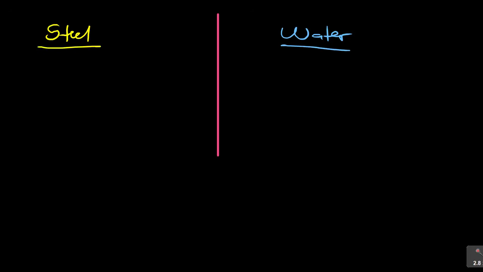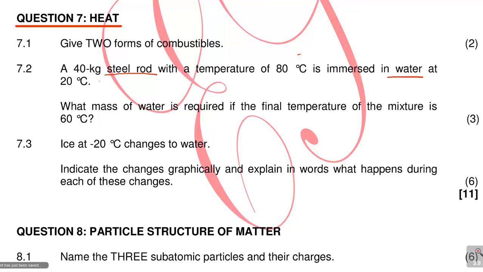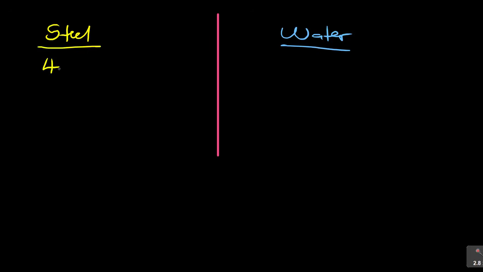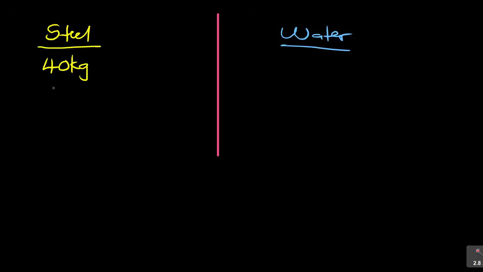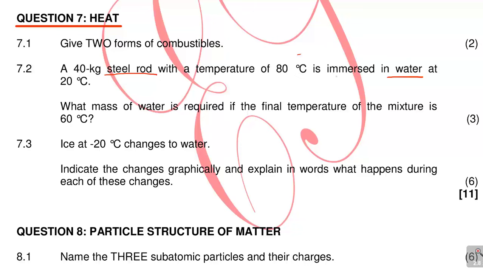Now let's look at the information that they're giving. The information I'm given is a 40 kilogram steel rod. So we say the mass of the steel is 40. You come here to say the mass is 40 kilograms under steel, and then with a temperature of 80 degrees. So you come here and say the temperature, which is T1, is equal to 80 degrees Celsius. That's the first temperature we are told, and then it is immersed in water at a temperature of that. So that is the temperature of water. If I go now to water, it says it is immersed in water at a temperature of 20 degrees Celsius.